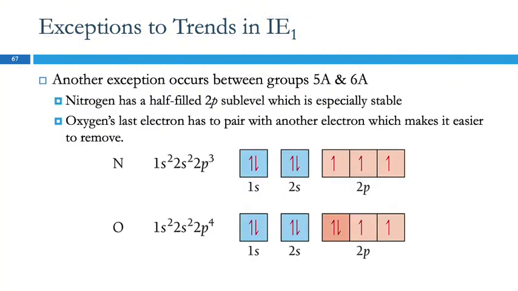There's another exception between group 5A and 6A. So nitrogen, group 5A, oxygen, group 6A. As we're taking off an electron from nitrogen, we're going to take off an electron that has its own bed in this p room. And down here, we're going to take off one that's having to share. So this is easier to remove than that one.